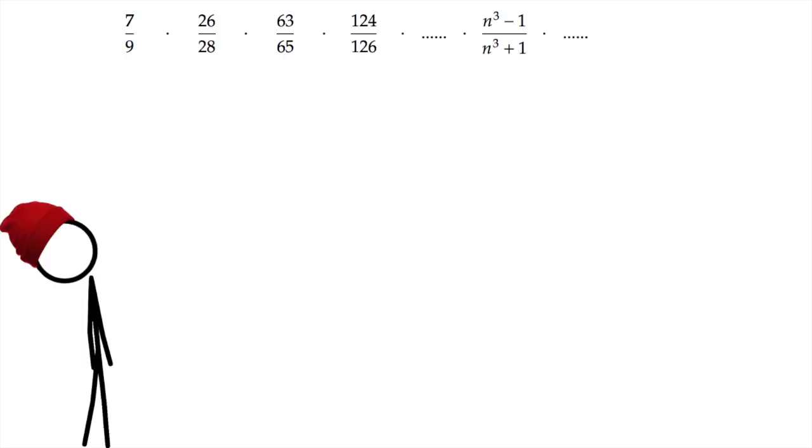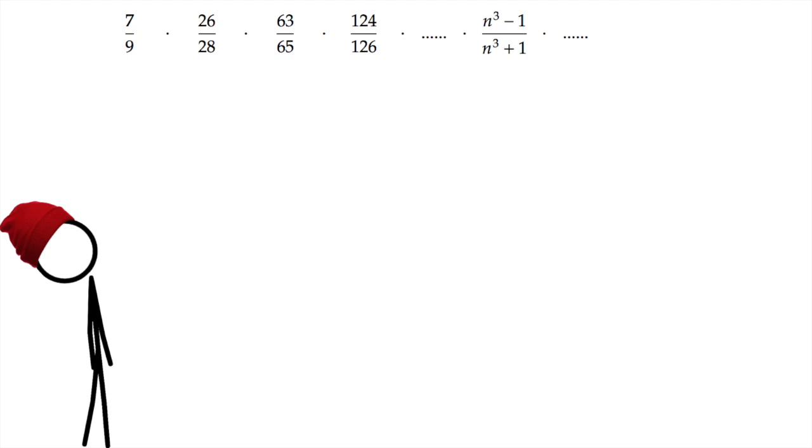But how can we prove it? How can we calculate it? Let's go back. 7 over 9 times 26 over 28 times 63 over 65 times 124 over 126, etc., up to n cubed minus 1 over n cubed plus 1, times etc., and off to infinity.